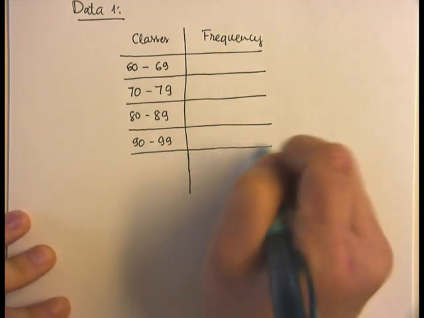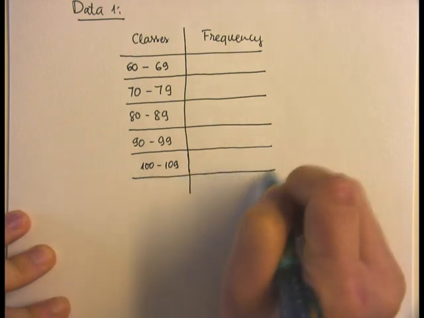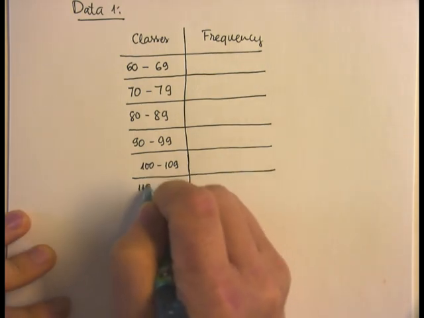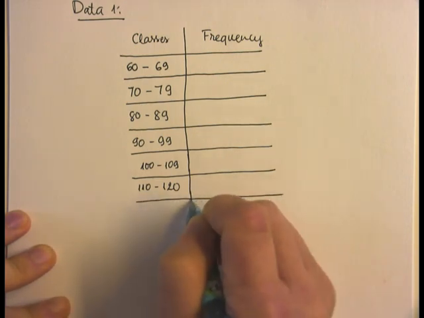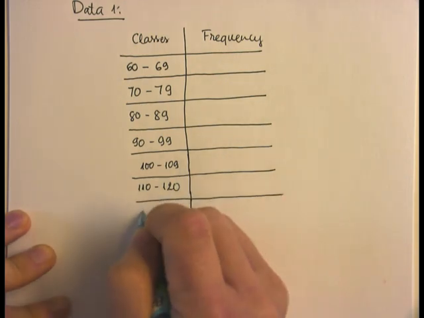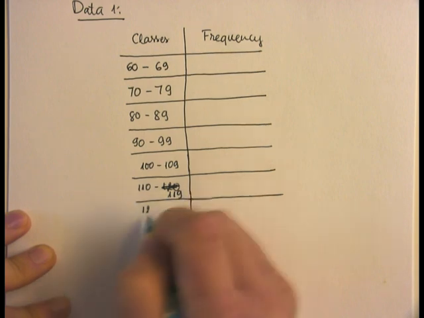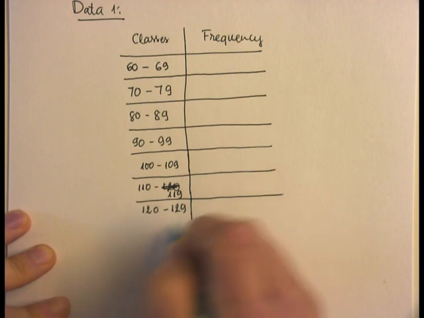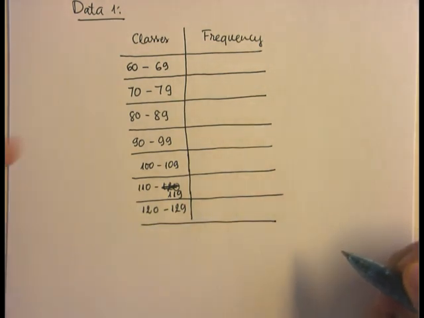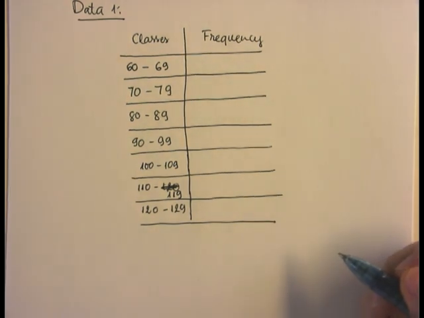And here I have 100 to 109. And 110 to 119 actually, sorry. I have 110 to 119, and here's 120 to 129. Okay, so in this case I have about 1, 2, 3, 4, 5, 6, 7 classes.